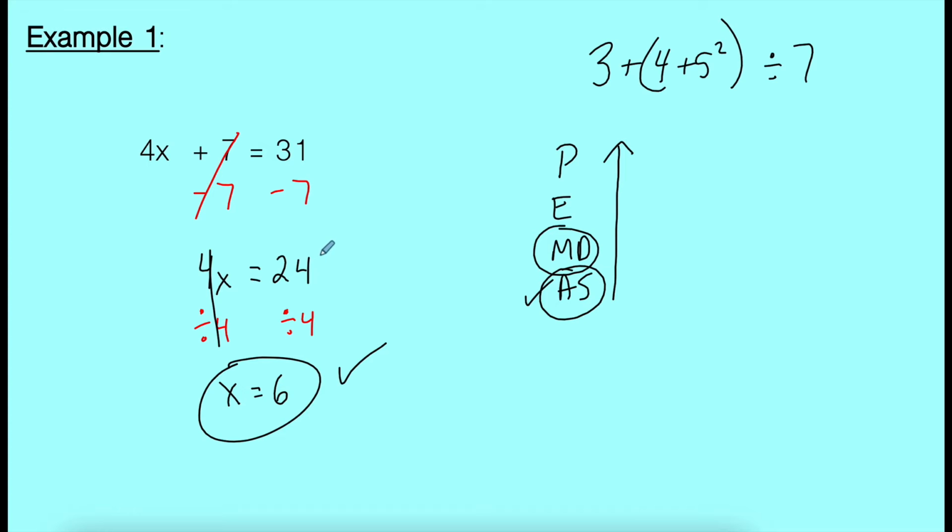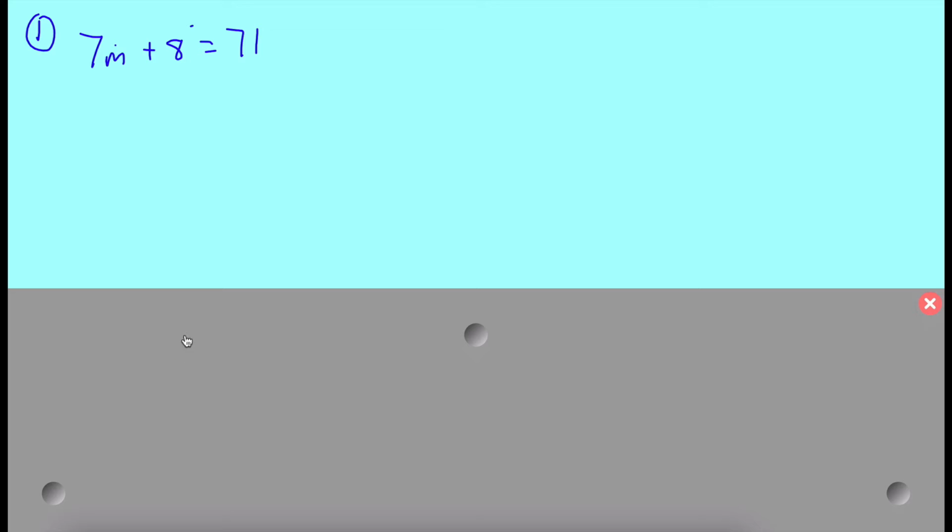Let's look at a couple more example problems together because seeing it once, okay, but you have to see it a few times and you have to try it a few times. So if you'd like, pause the video at any point, try one of the problems on your own, and then see if you got it. But here's our first example. 7 times m plus 8 equals 71.